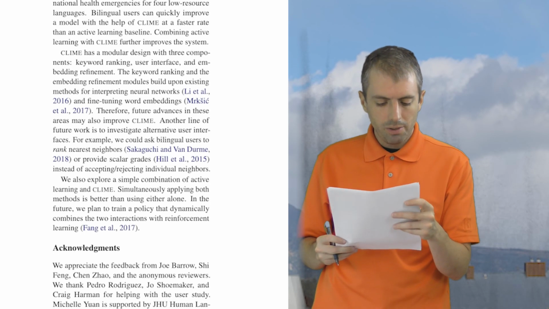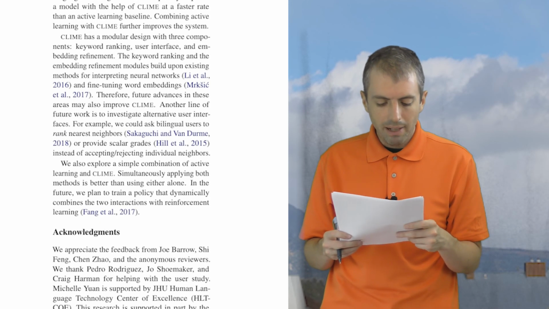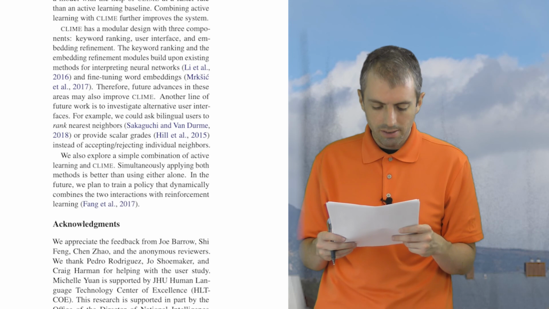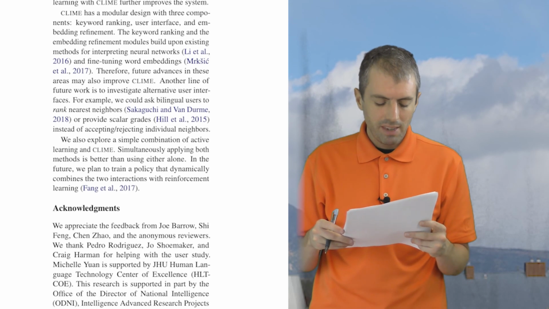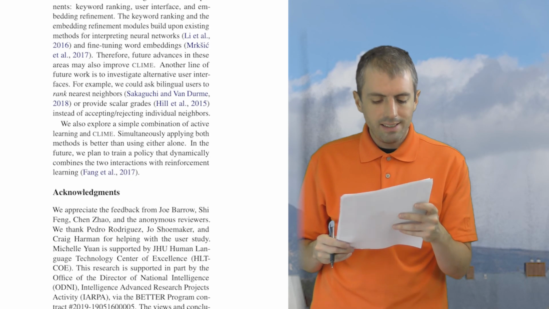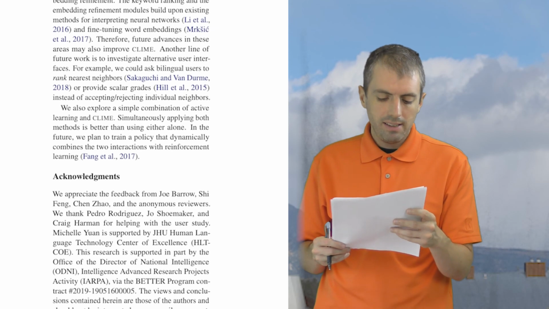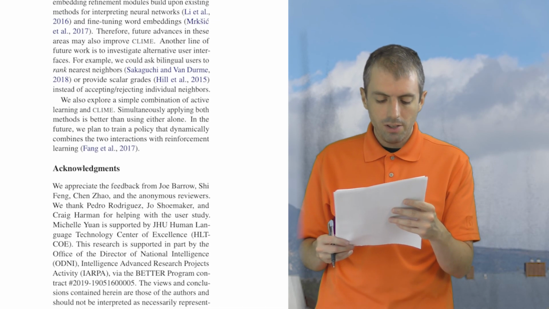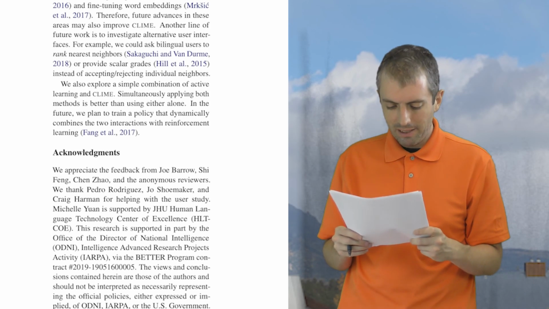Another line of future work is to investigate alternative user interfaces. For example, we could ask bilingual users to rank nearest neighbors or provide scalar grades instead of accepting and rejecting individual neighbors. We also explore a simple combination of active learning and CLIMB. Simultaneously applying both methods is better than using either alone. In the future, we plan to combine the 2 interactions by training a policy through reinforcement learning.